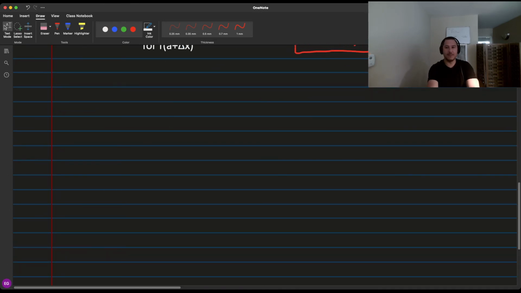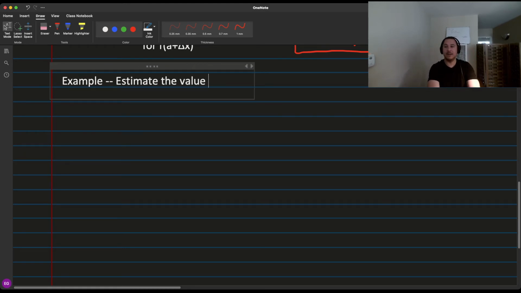Okay, so example. We are going to estimate the value of the square root of 9.1.